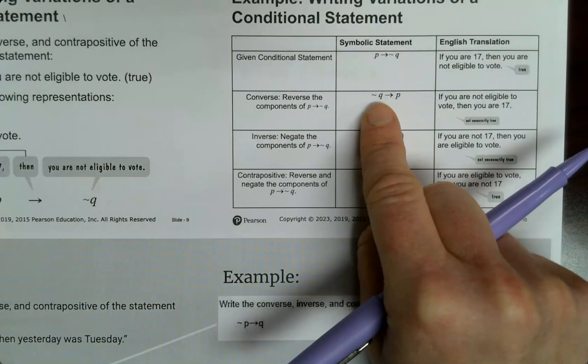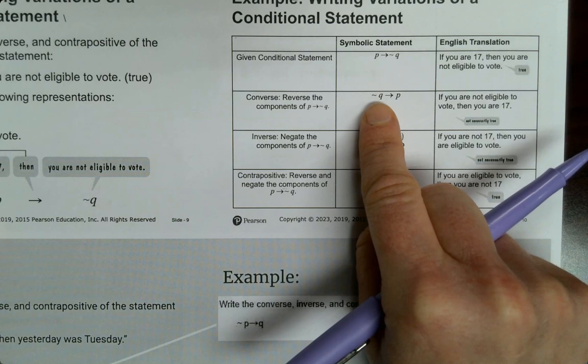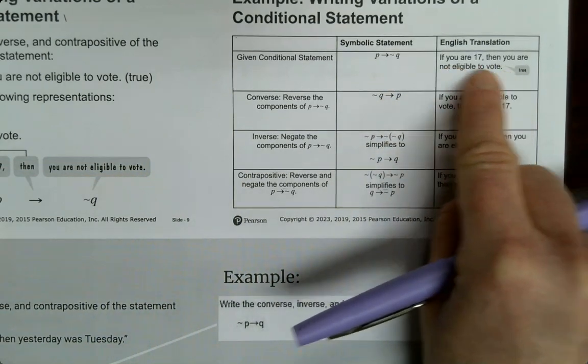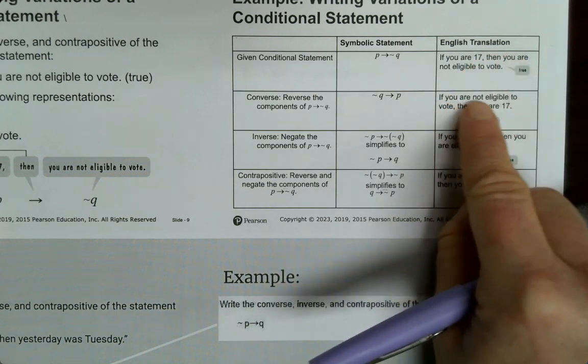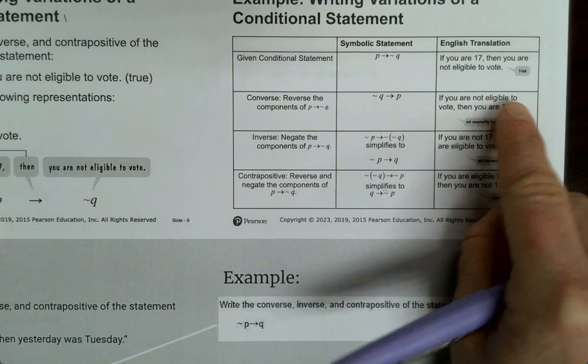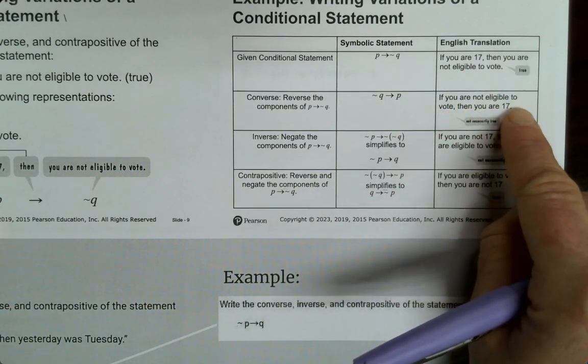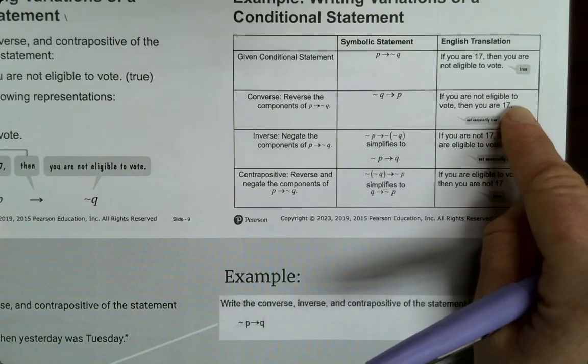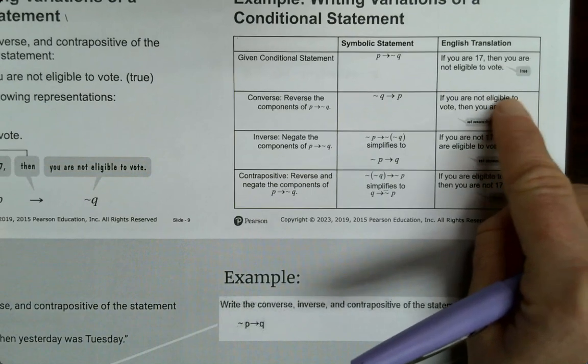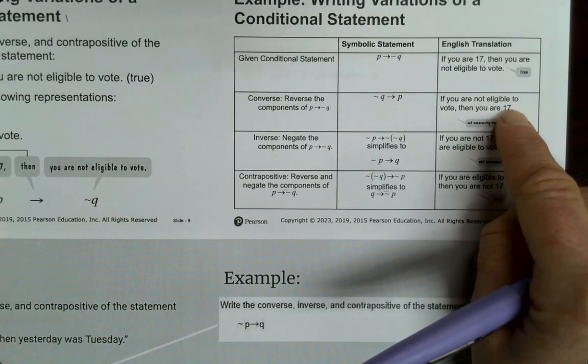Reverse. So let's do the converse. If you are not eligible to vote, then you are 17. No, that's not quite true because you could be 16, you could be 10. There are other ways to write that.